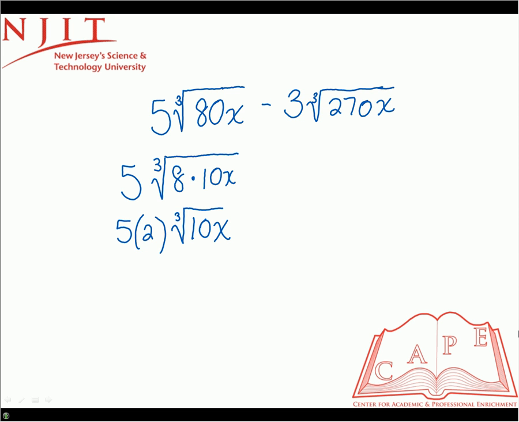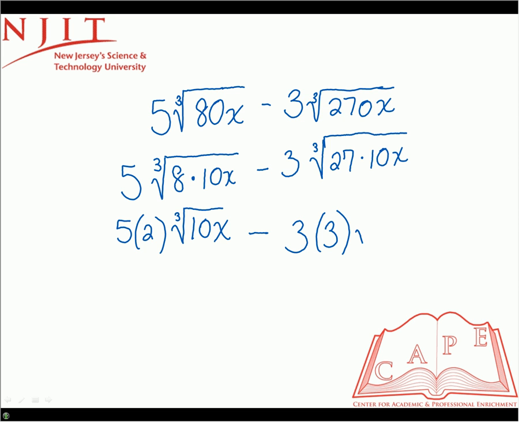So now we want to try to get a 10x inside of our index for the second part. So we're going to rewrite that 3. And let's try to think of a number that's a perfect cube that goes into 270x. My first guess would be 27 times 10x, because 27 is a perfect cube. 27 times 10x would give us 270x, and the cube root of 27 is 3. So we have the first 3 that was given, times the cube root of 27, which is 3, and then we have left over cube root of 10x.